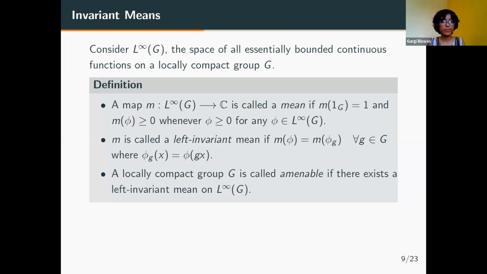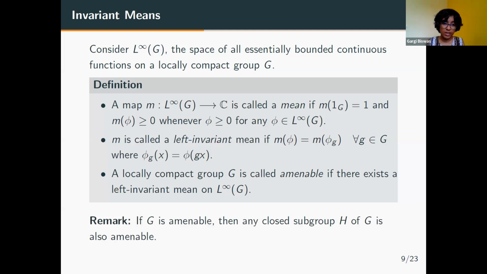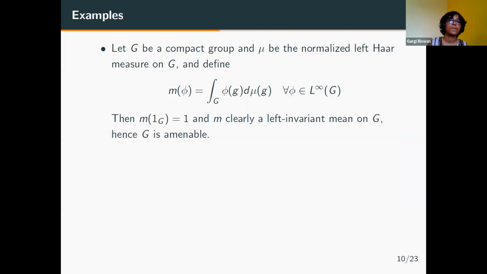So here is a quick remark. It says that if G is amenable, then any closed subgroup H of G is also going to be amenable. We'll use this remark in the next slide. So, a few examples of amenable groups.